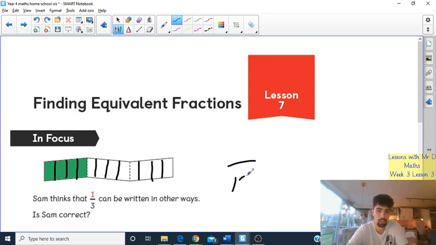Split my whole into 12. Now, how many twelfths make that a third? Just count them up. Is it 1 twelfth? No, that's that. Is it 2 twelfths? Yeah, and you could.